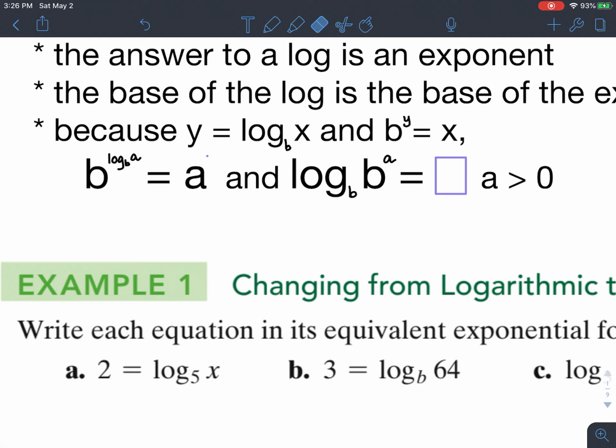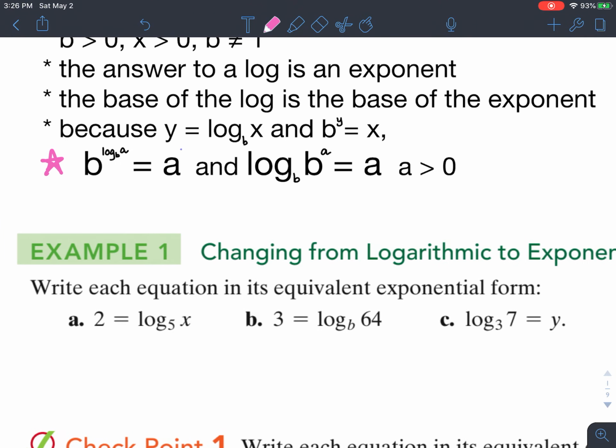And log base b of b to the a, again, the log base b of b part cancels, and we're just left with a. These are really important. It's really important that you remember these. I think it's also written in the notes later.